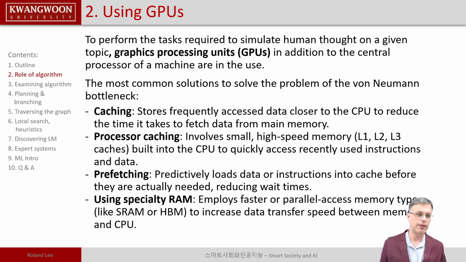Using specialty RAM is the next one here. It employs faster or parallel access memory types like SRAM or HBM, and you can get worried by the RAM alphabet soup, because there is DRAM, there is HRAM, so a lot of RAMs. Anyway, in most cases, the improvements revolve around the idea of getting data from memory and onto the bus faster. Two major factors affect the speed: memory speed, how fast the memory moves data, and the latency, how long it takes to locate a particular piece of data.